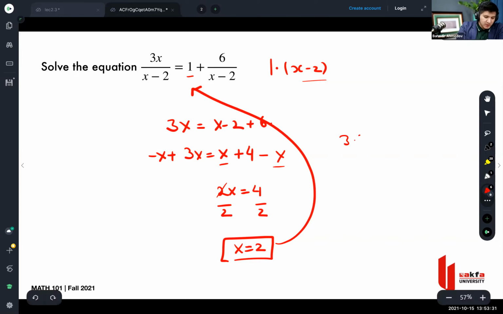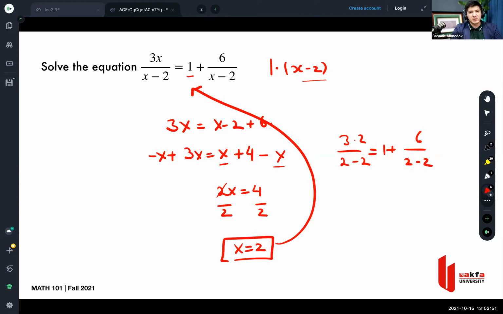So it's going to be 3 times 2 divided by 2 minus 2, which is already strange, right? Because we know that we cannot divide by 0. So x equal to 2 cannot be a solution, because I can't really substitute this. It's going to be 2 minus 2. I'm going to have division by 0 on the left-hand side and division by 0 on the right-hand side. It's infinity. I don't know what infinity is, right?